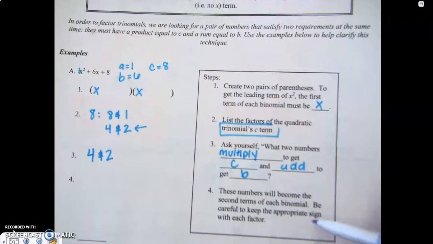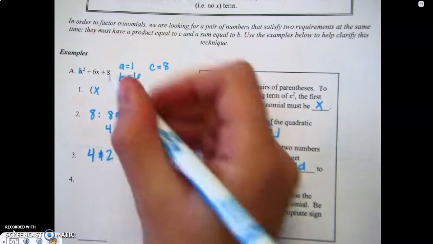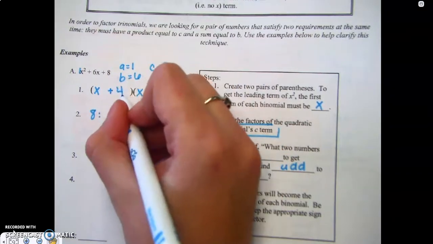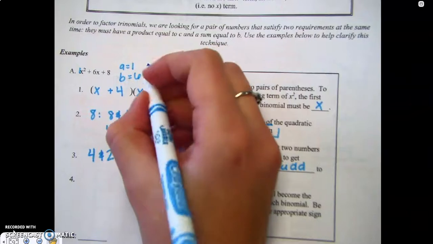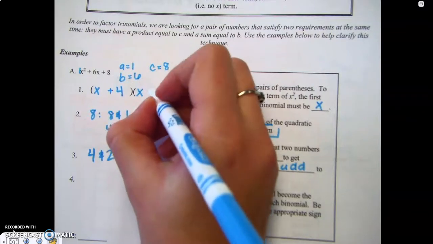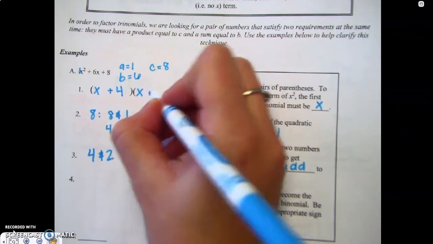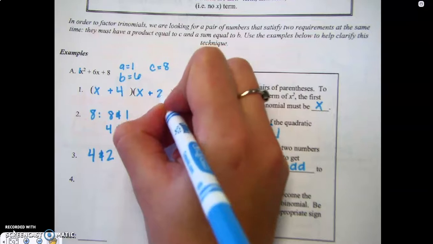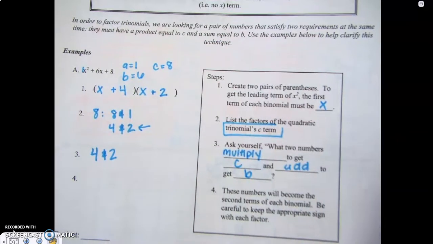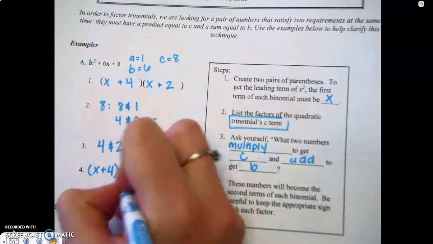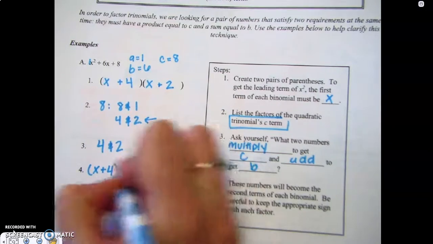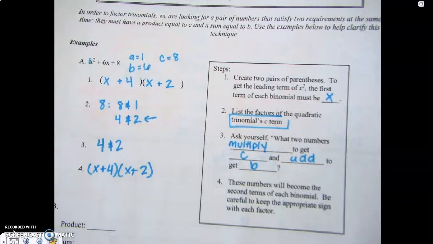Be careful to keep the appropriate sign. So these are both positive, which means I'm going to have a positive 4 in one and a positive 2 in the other. Okay? And so that is my factored product. I know that these 2 binomials will multiply to get this. And I can even prove it. The best part about factoring is you can always check your answer.